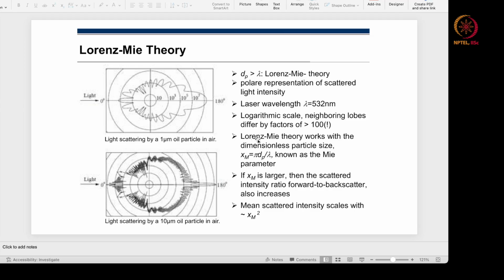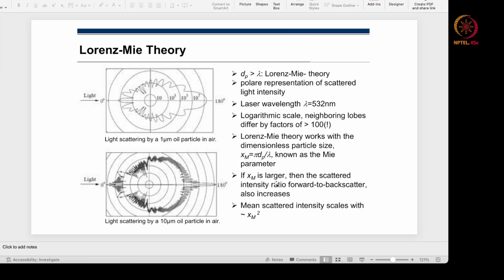So the Lorenz-Mie theory works with a dimensionless particle size, which is given as x = pi d_p by lambda, known as the Mie parameter. So this is the Mie parameter. This is nothing but pi d_p, which is one way of saying it is the circumference or the perimeter of the particle, divided by lambda.